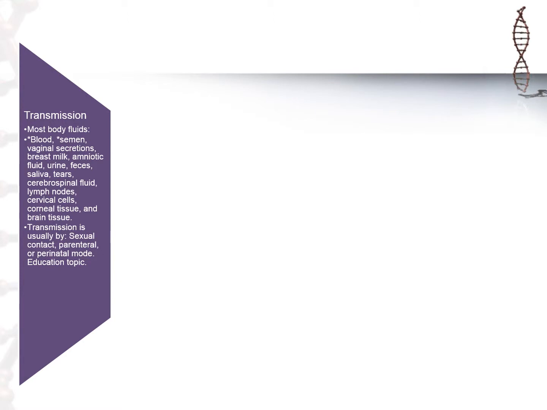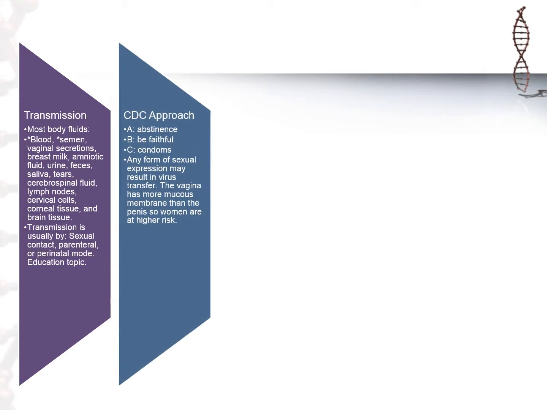Transmission is through most body fluids such as blood, semen, vaginal secretions, breast milk, amniotic fluid, urine, feces, saliva, tears, cerebrospinal fluid, lymph nodes, cervical cells, corneal tissue, and brain tissue. Transmission is usually by sexual contact, parenteral, or perinatal mode. The CDC's approach is to teach about abstinence, for spouses to be faithful, for the use of condoms, and any form of sexual expression may result in virus transfer. The vagina has more mucous membrane than the penis, so women are at a higher risk.